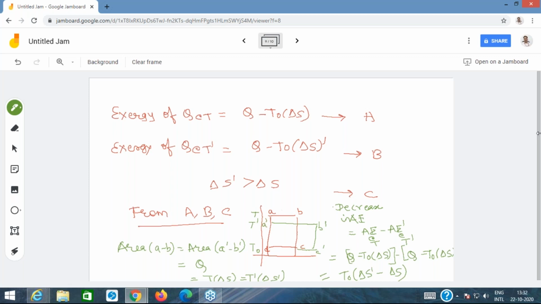Is this clear? Whether this expression is clear, decrease in available energy is equal to T naught into delta S dash minus delta S. Is this clear to you, that decrease in available energy is equal to T naught into delta S dash minus delta S.